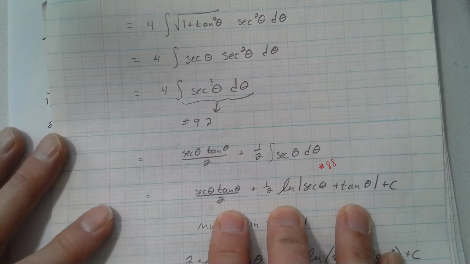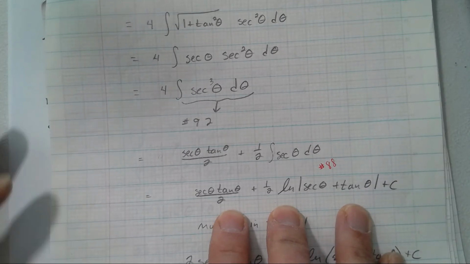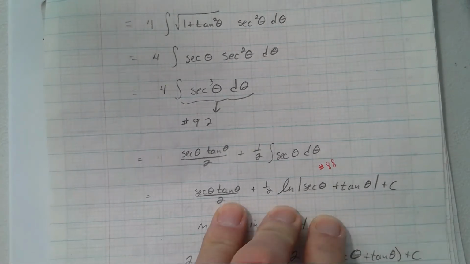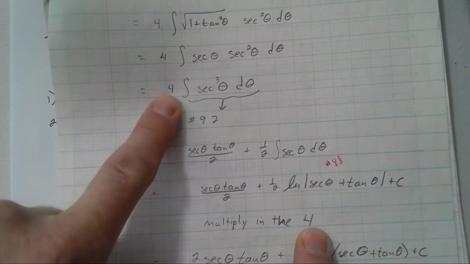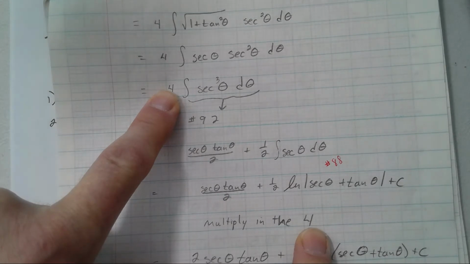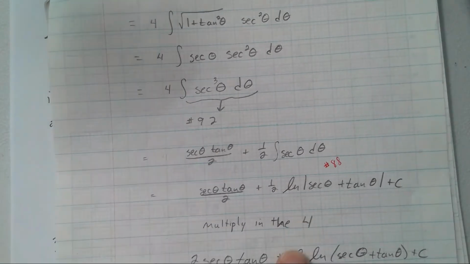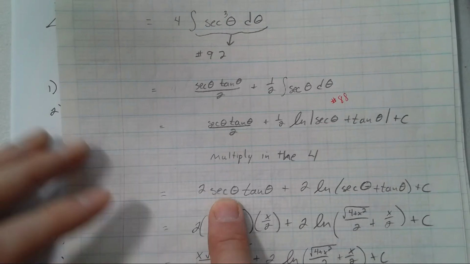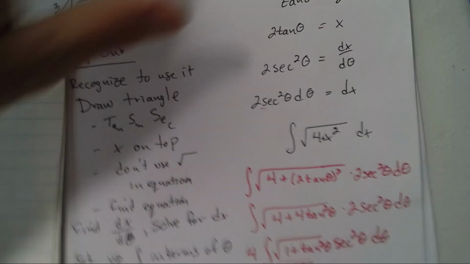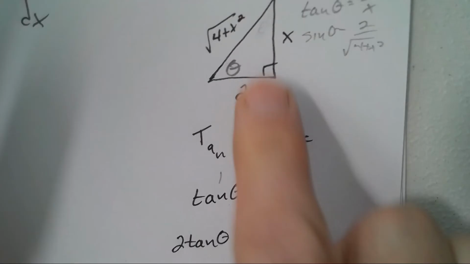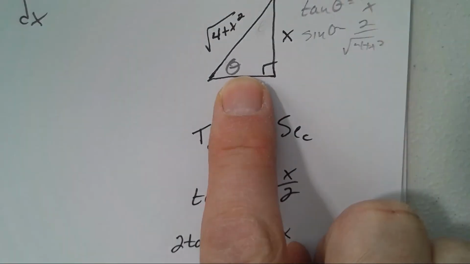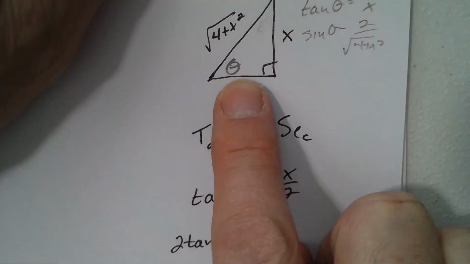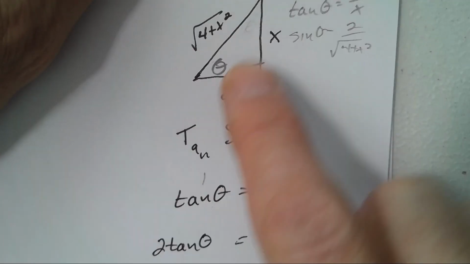But our original problem was in terms of x. Oh, multiplied by 4. We still have this 4 up here that we have to distribute. Okay, so we get here. We want it in terms of x. So we have to go back to our original triangle, and what is secant theta? There's theta. The secant of theta would be the reciprocal of cosine, so it would be that over that.